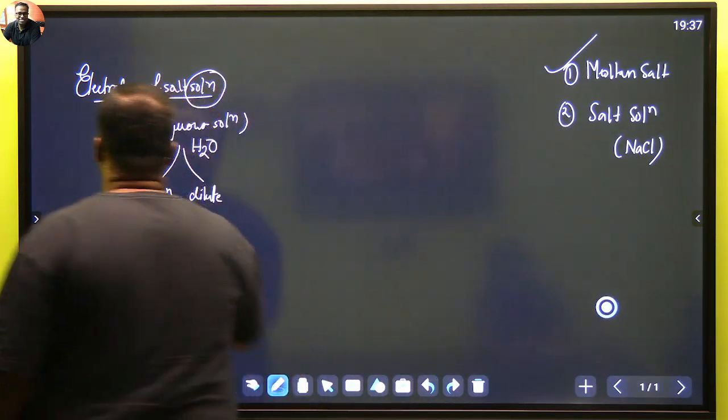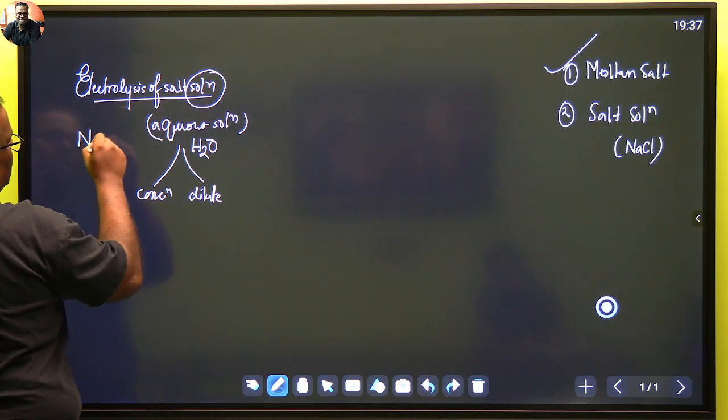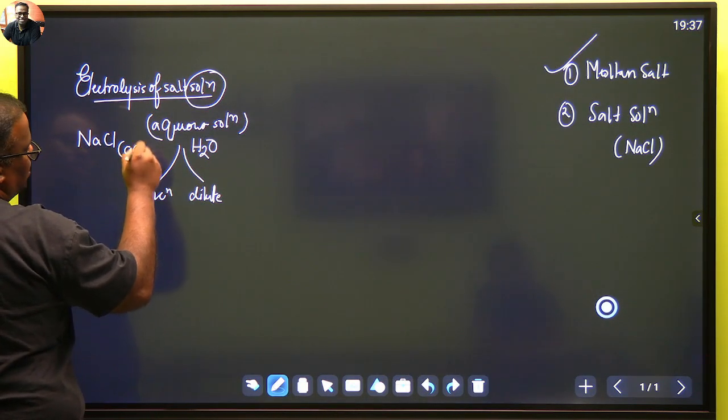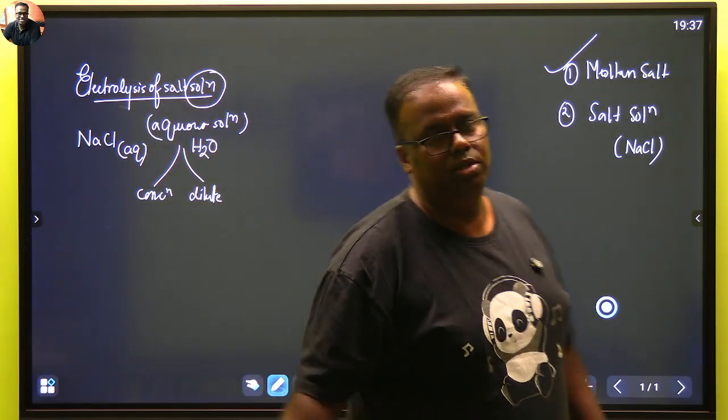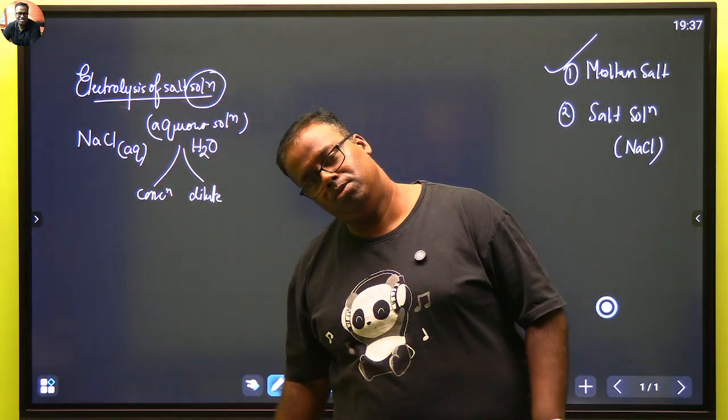So I'll write this as something like this. In my example, I will write it as NaCl with a suffix called AQ, AQ standing for aqueous. Have we understood?